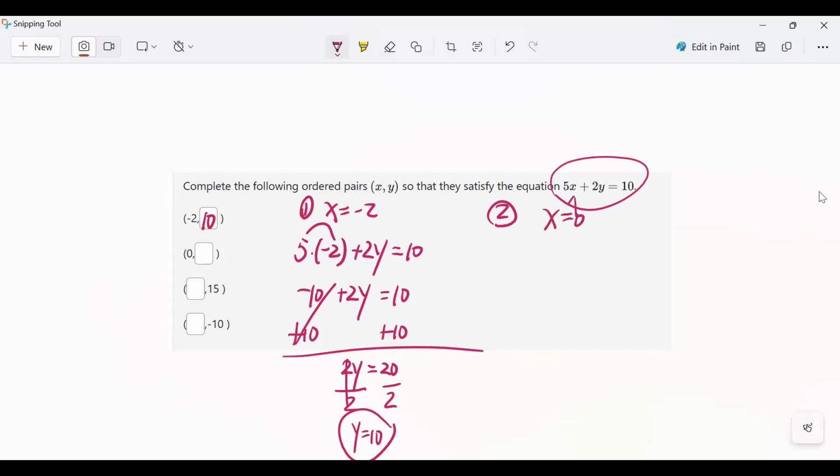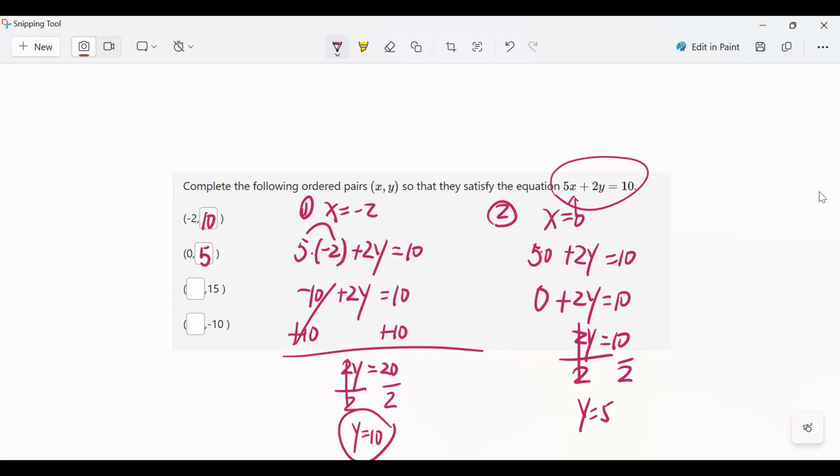So this x becomes 0. 5 times 0 plus 2y equal 10. 5 times 0 is 0. 0 plus 2y equal to 10. 2y equal to 10. Divide both sides of the equation by 2. y equal to 5. 0, 5 is the second ordered pair.